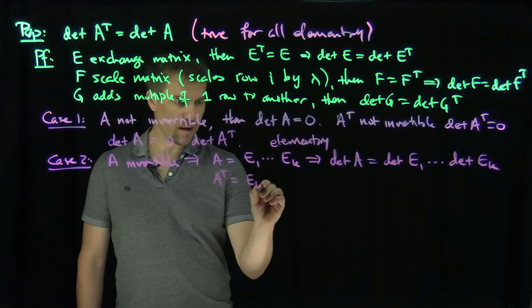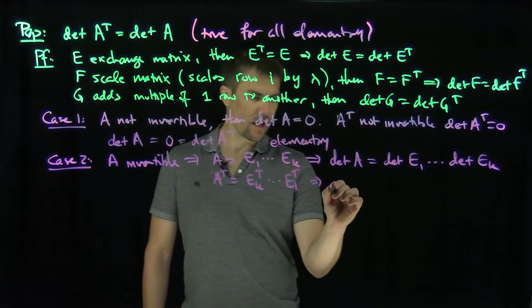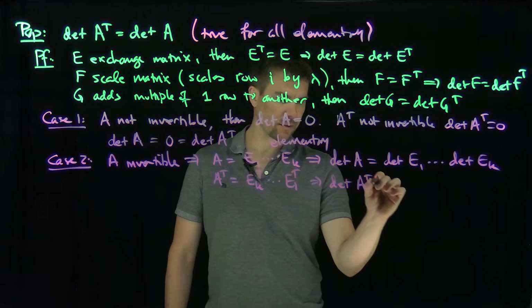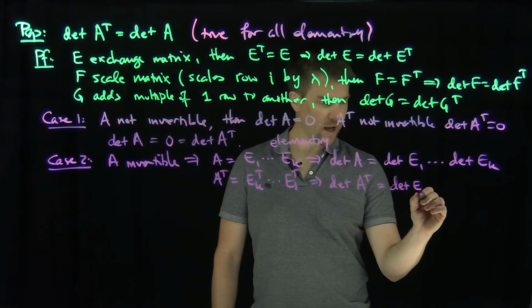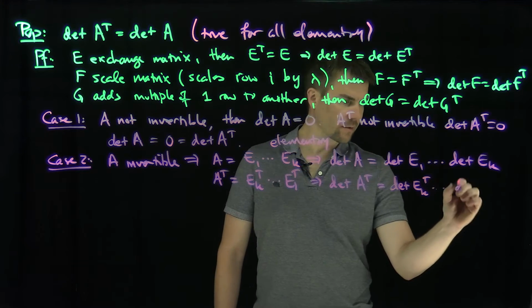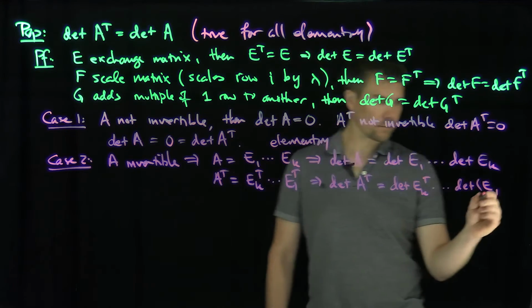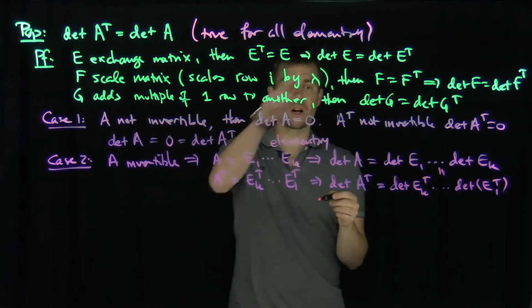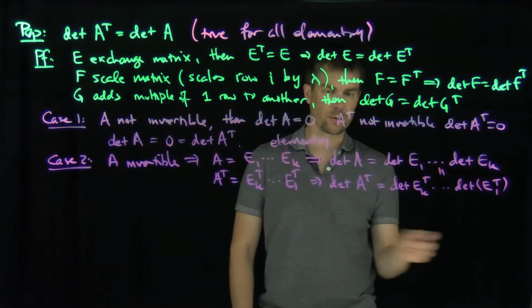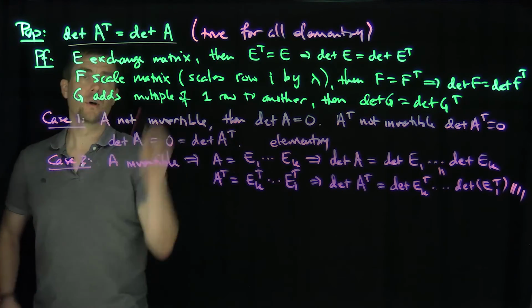It's just going to be EK transpose all the way down to E1 transpose. And that says the determinant of A transpose is going to be the determinant of EK transpose all the way down to the determinant of E1 transpose. But those two expressions are equal because it's true for elementary matrices, so the determinant of A transpose is equal to the determinant of A, and so we have the proof of our proposition in this case. So this is a very, very useful result.